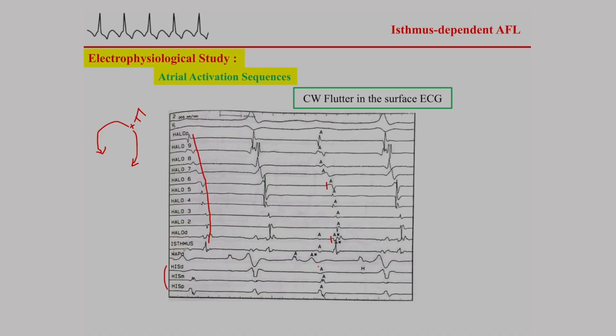And if you examine the isthmus here, you will see a double potential. So the first depolarization, the first atrial, comes from the counterclockwise wavefront, and the second from the clockwise wavefront.